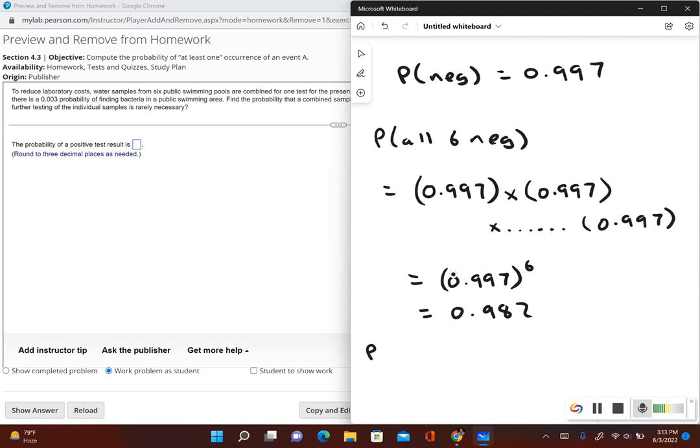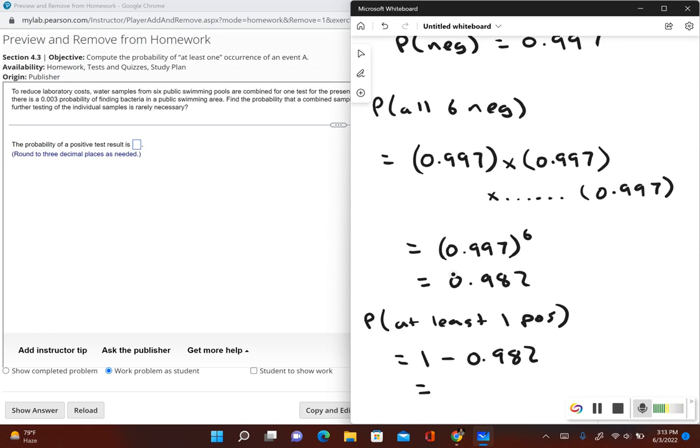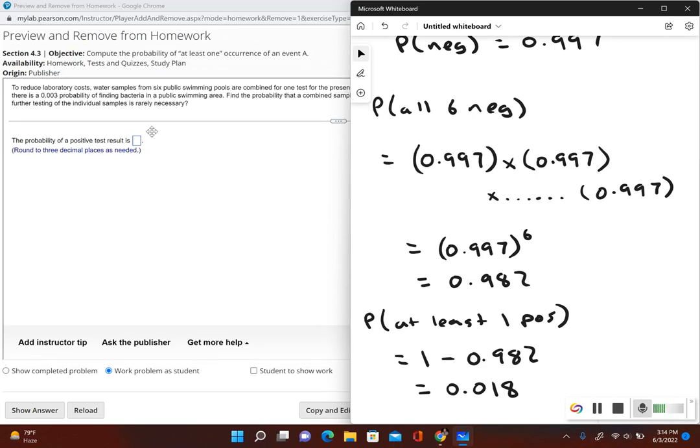So then the probability of at least one positive would be equal to 1 minus the probability that they're all negative. So it would be 1 minus 0.982. Let's go ahead and subtract that. This would give us 0.018. So this would be the probability of at least one positive result. So let's go ahead and type that in.